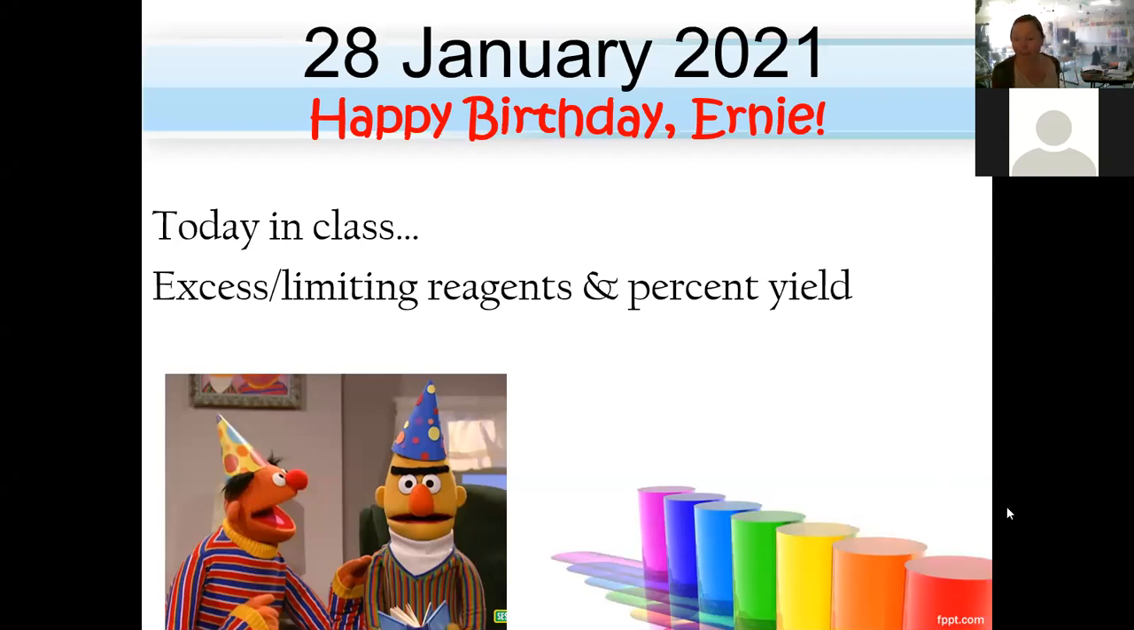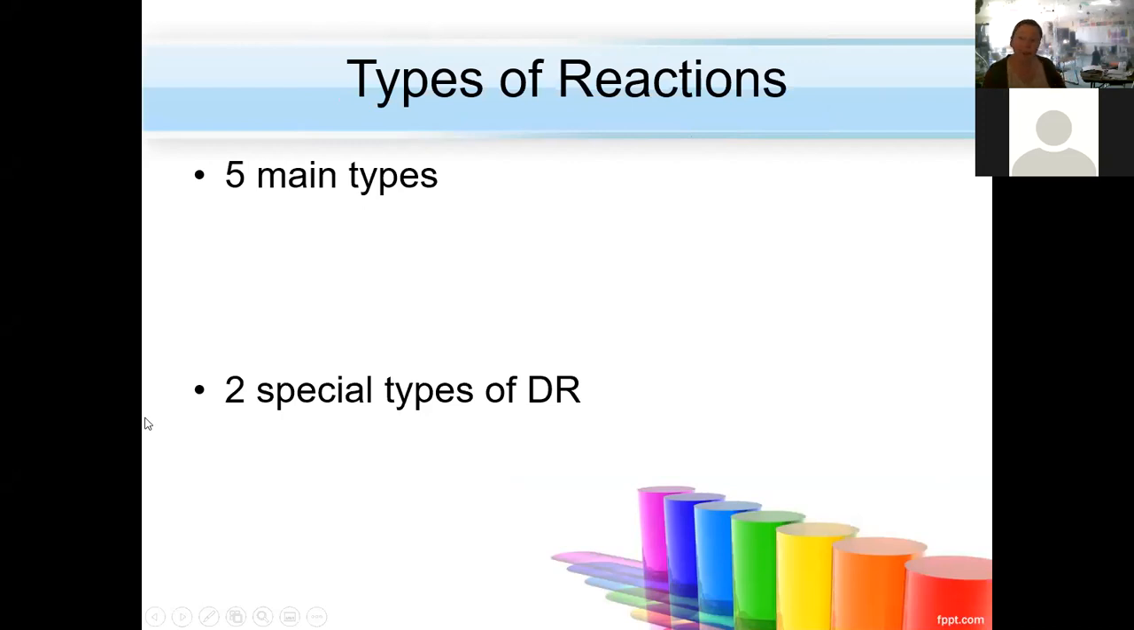Happy birthday, Ernie. We're going to talk about excess and limiting reagents and percent yield. Get ready, get set, go. So quick review, remind me, what are the 5 main types of chemical reactions that we talk about? When we classify reactions, what have we got?